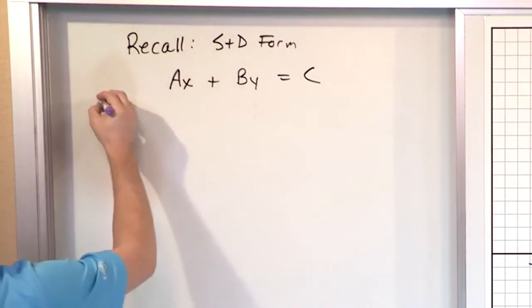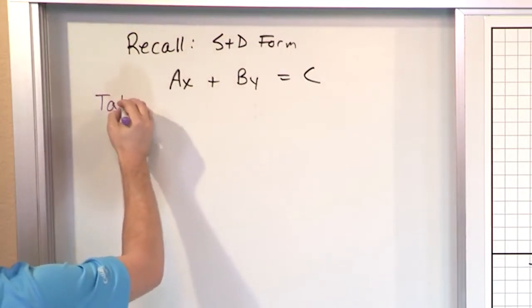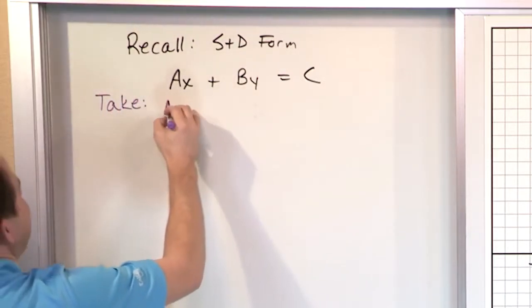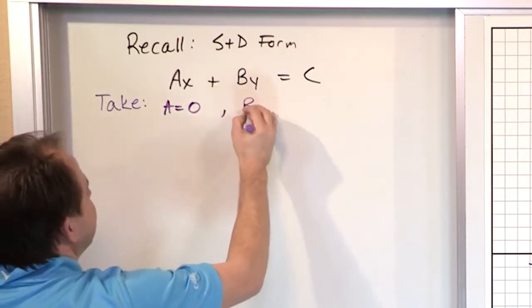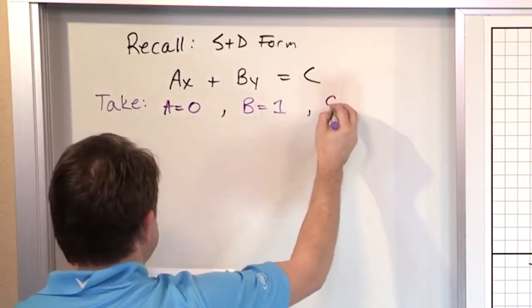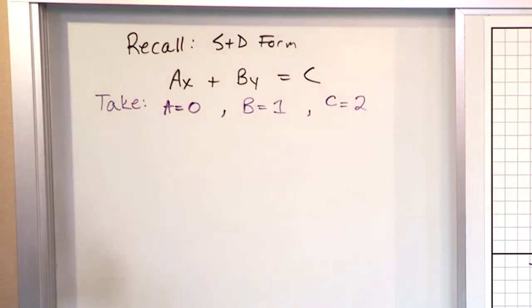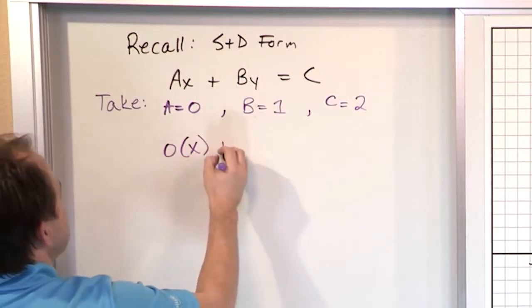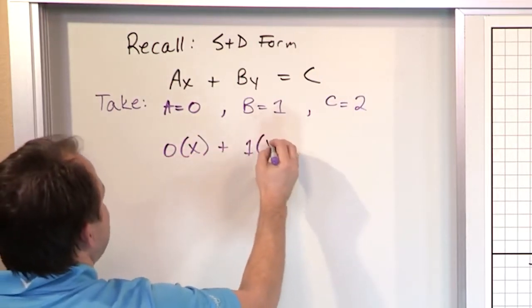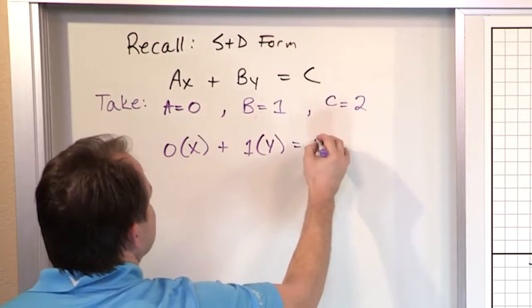Now, just as an example, just to illustrate the point, let's take a is equal to 0, which we haven't done before, and let's make b is equal to 1, and let's make c is equal to 2. What would happen if we had that as our equation? Well, we put a in for 0, so it'd be 0 times x plus 1 times y is equal to c, which is equal to 2.